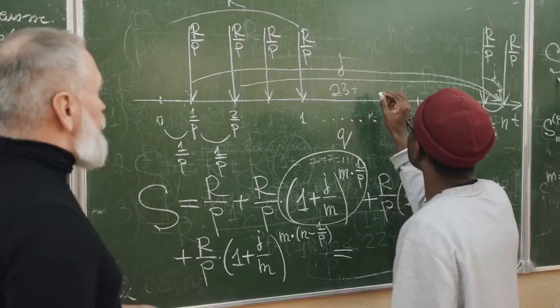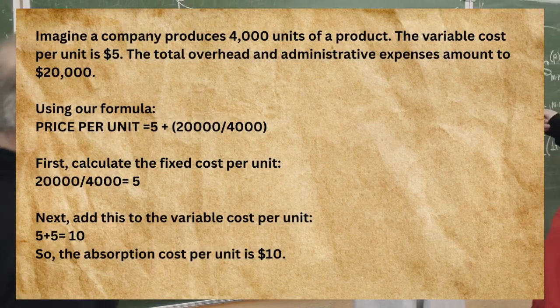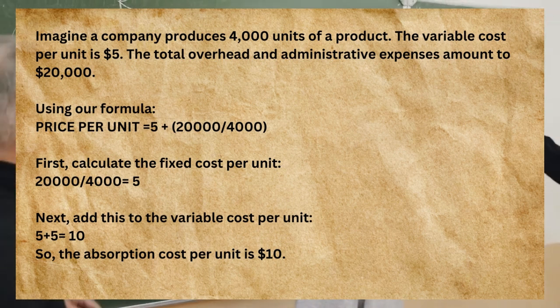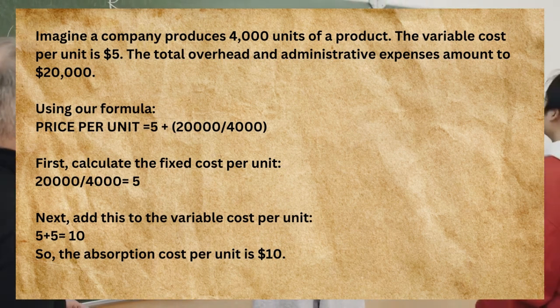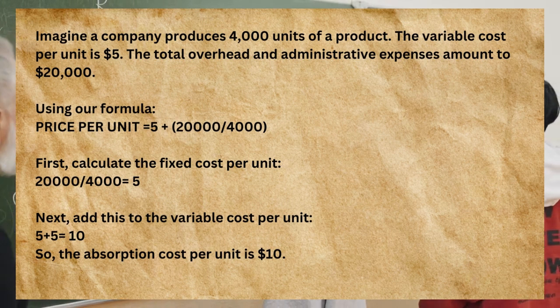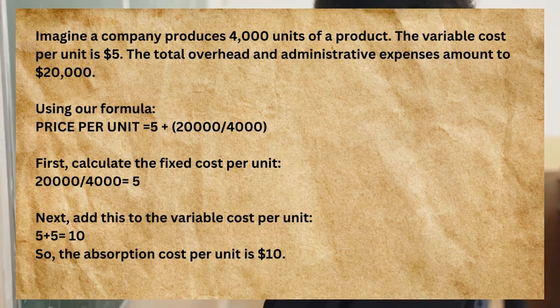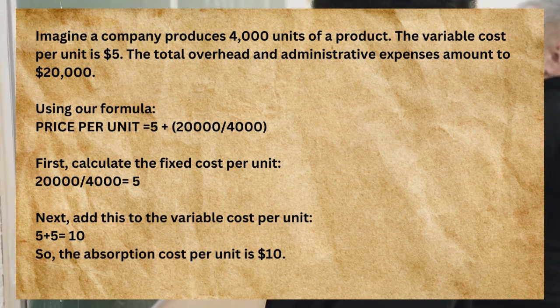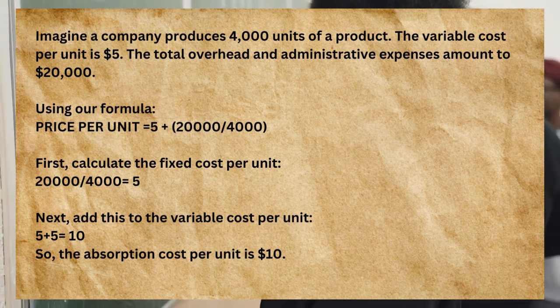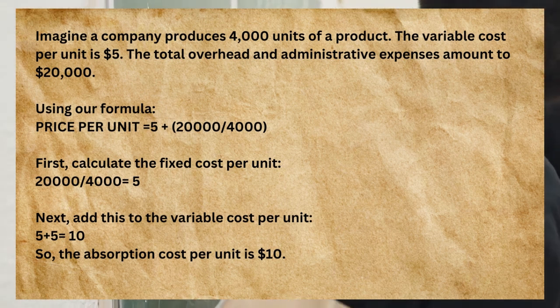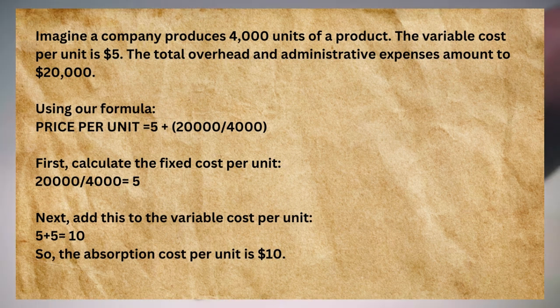Now here's a step-by-step example. Let's walk through an example to see how this works in practice. Imagine a company produces 4,000 units of product. The variable cost per unit is $5. The total overhead and administrative expenses amount to $20,000. Using the formula, price per unit is equal to 5 plus, in parentheses, 20,000 divided by 4,000.